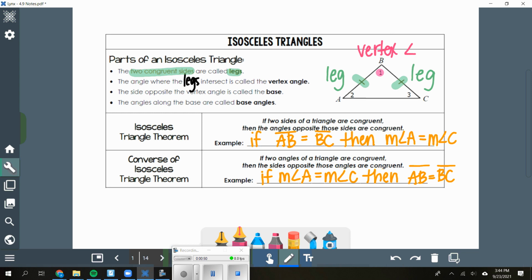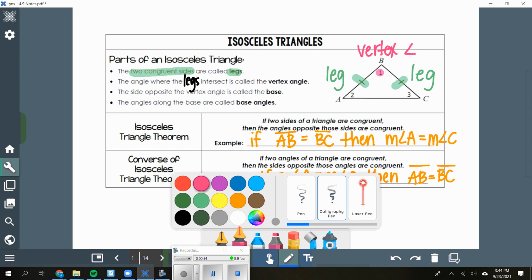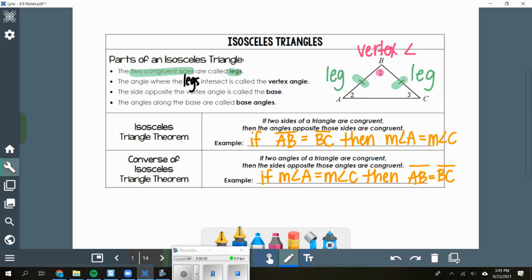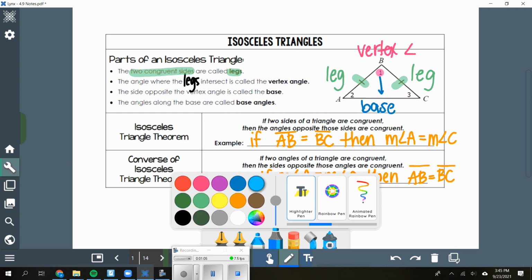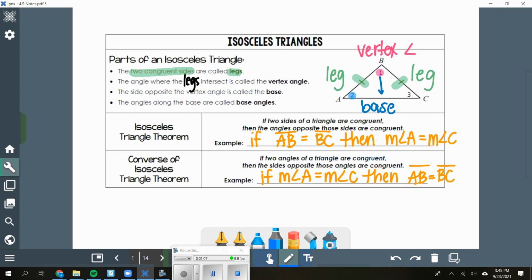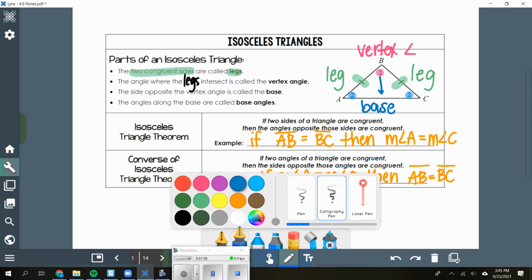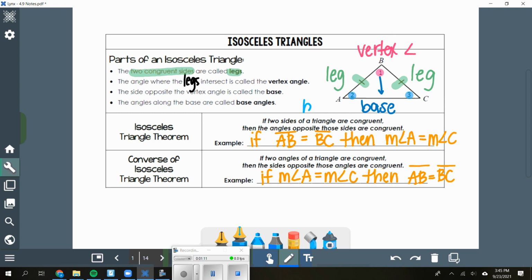The side opposite the vertex angle, so opposite means across from. So if I go across from that, that's going to be my base. Across from the vertex angle is your base. And then the two angles sitting on the base are called base angles. Makes sense because they're sitting on the base.